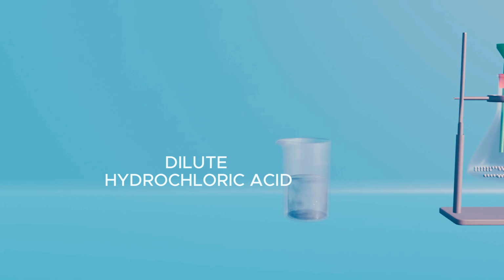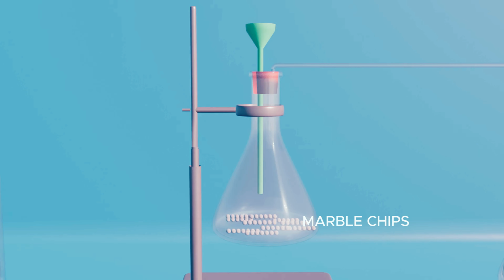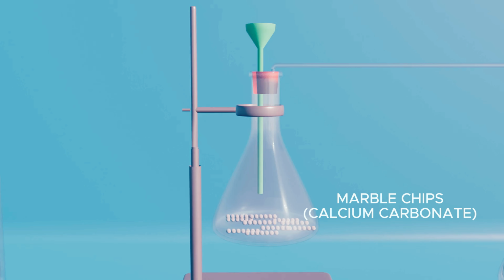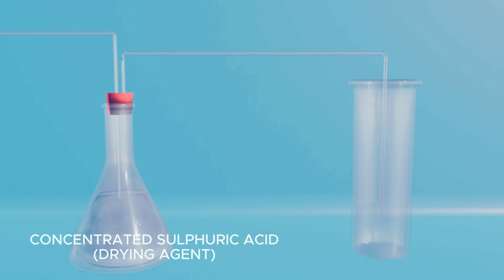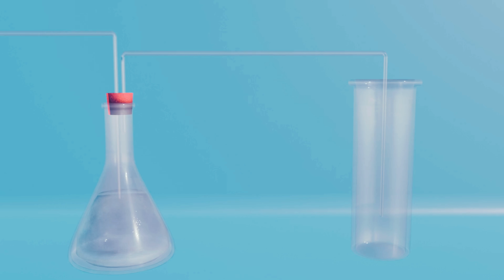The reagents used are hydrochloric acid and a few marble chips in a conical flask. Marble chips is simply solid calcium carbonate. The gas is passed through concentrated sulfuric acid to dry it. Anhydrous calcium chloride can also be used in place of concentrated sulfuric acid as a drying agent.